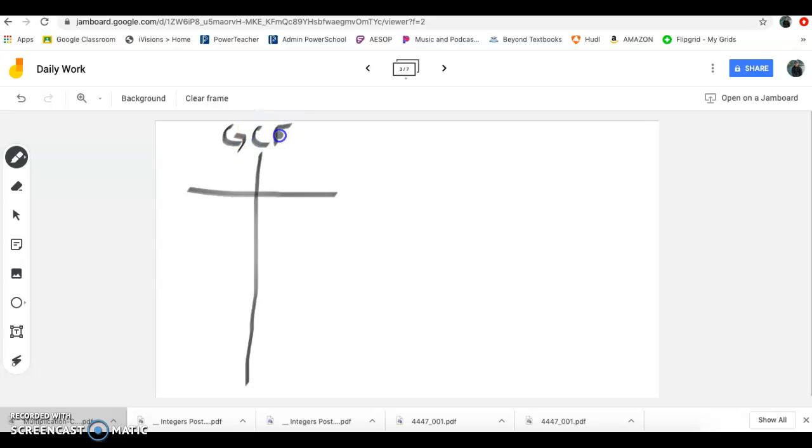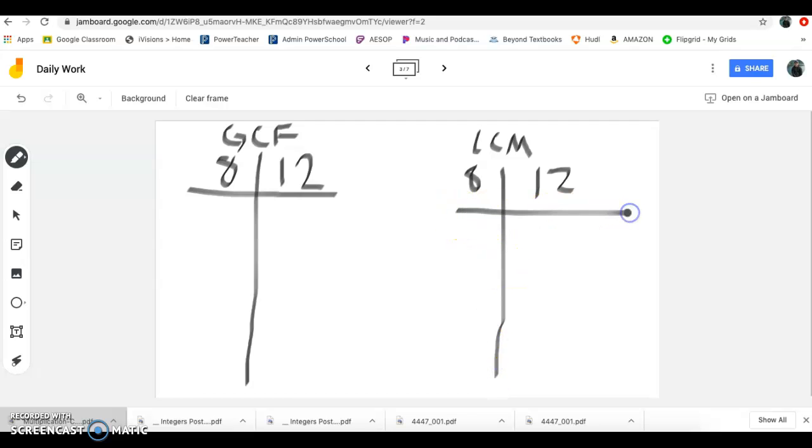I label them GCF, and then I put my 2 numbers, 8 and 12. And then I do another one for my least common multiple, with 8 and 12. So I create 2 T-charts. Okay, that one's a little gross. I know factors are my roots, the numbers that go into it. So I always start with 1, 2, 4, and 8. And for 12, same thing: 1, 2, 3, 4, 6, 12. And then I circle them.